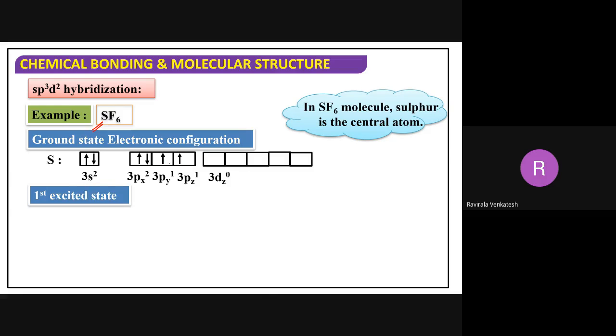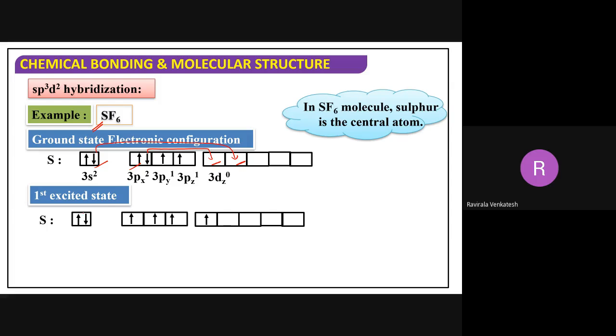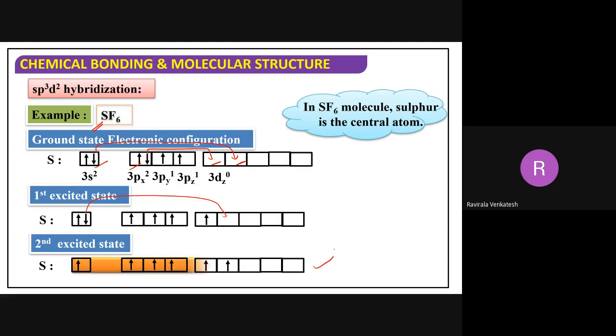Now here we need 2 d orbitals, no? But only one thing we'll do, we'll shift this one over here and this one over here. Like this we shift. So here we get one unpaired electron and here we get an unpaired electron. First if we excite this electron, we get this one. Again if we excite here also, what happens? Finally we are getting this one.